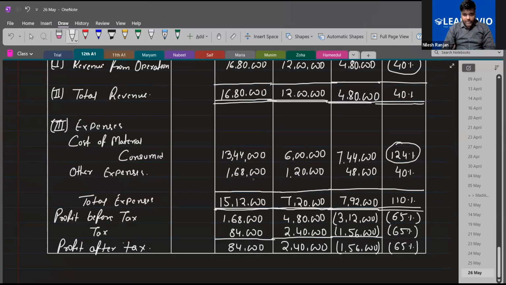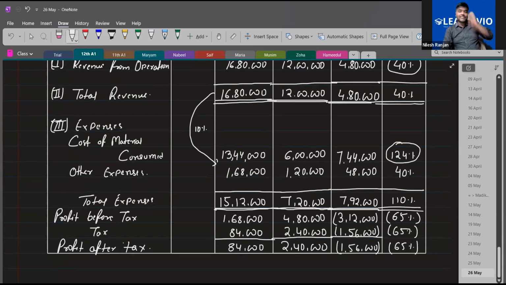Other expenses we have also calculated. It is 10% of revenue from operation. 10% of 12 lakh is 120, 10% of 16 lakh 80,000 is 168. Total expenses we have calculated by adding this.